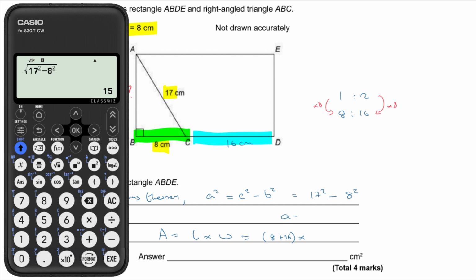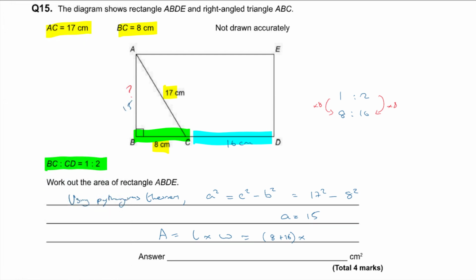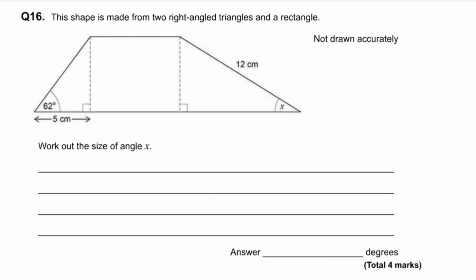So then a is equal to 15. Okay, so that's my side there, 15. So if that's 15, then that's the 15 there that I need to multiply my width by. So 8 plus 16 is 24. 24 times 15 gives me an area of 360 centimeters squared.